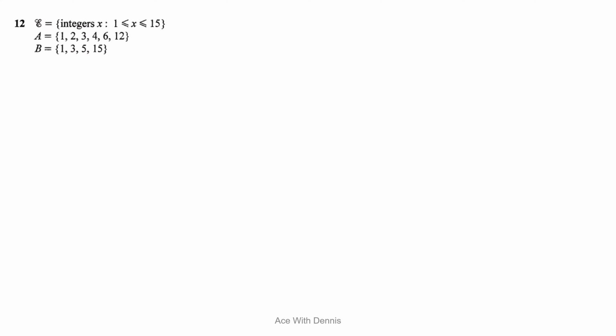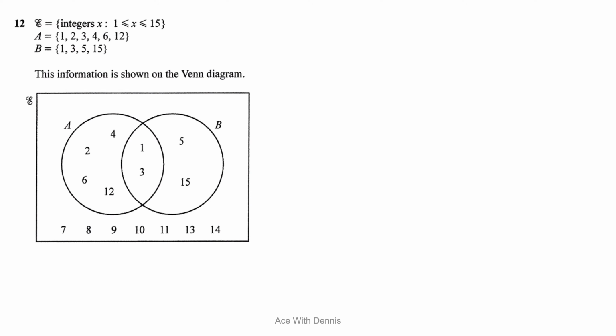Question 12. The universal set is the integers x, where x is from 1 to 15 inclusive. Set A is 1, 2, 3, 4, 6, and 12. Set B is 1, 3, 5, and 15. This information is shown on the Venn diagram. So here is the Venn diagram.